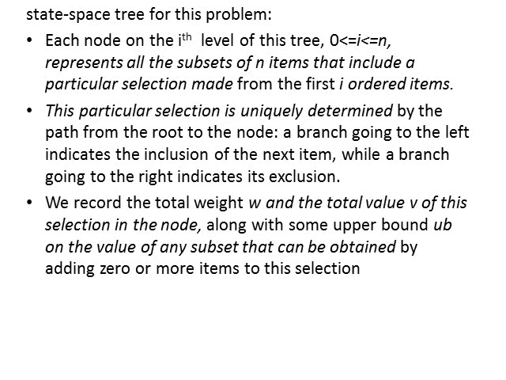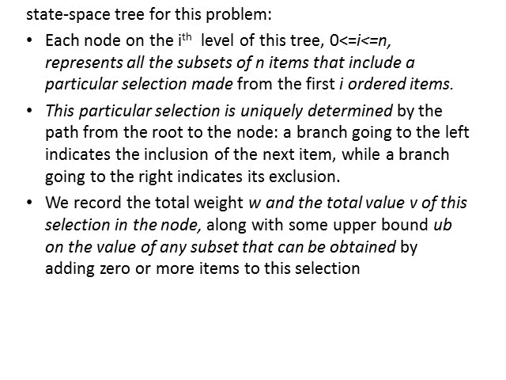Then to create the state space tree for the knapsack problem using branch and bound technique, each node on the ith level of this tree, that is i greater than or equal to 0 and less than or equal to n, represents all the subsets of n items that include a particular selection made from the first i ordered items. That is, up to i, whatever items we have considered will be stored in that particular node. This particular selection is uniquely determined by the path from the root to the node.